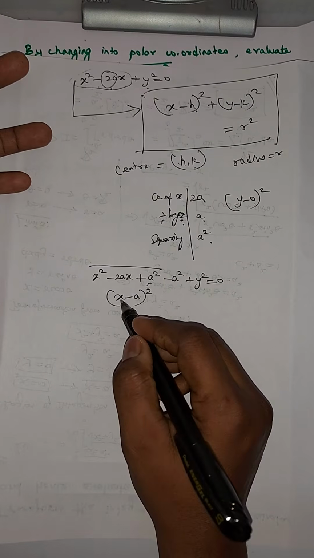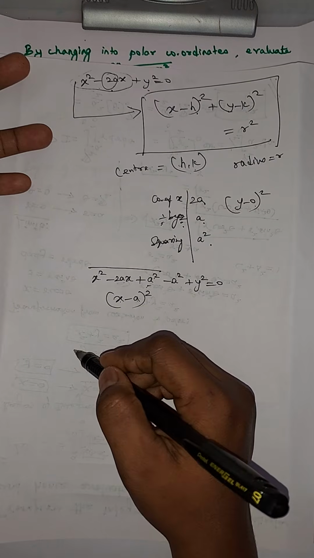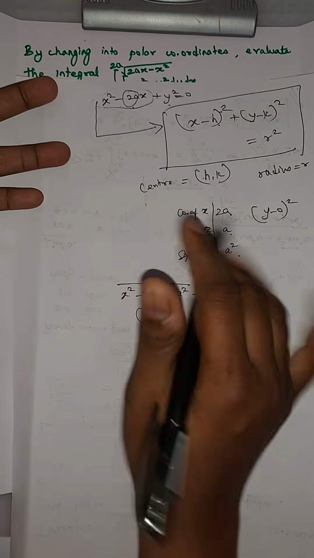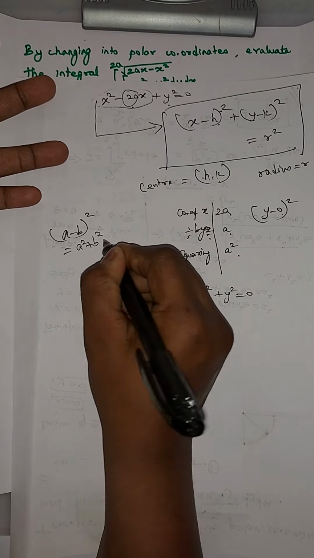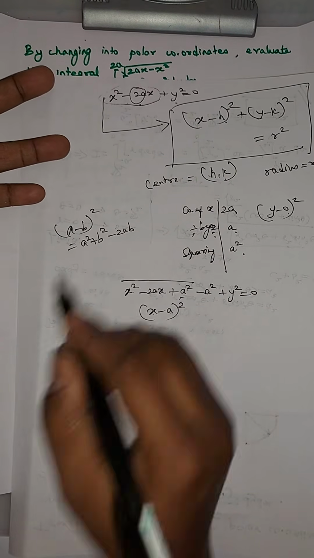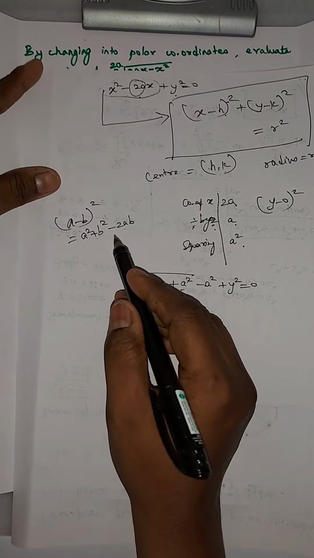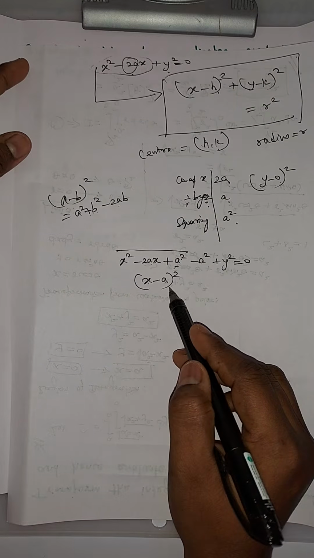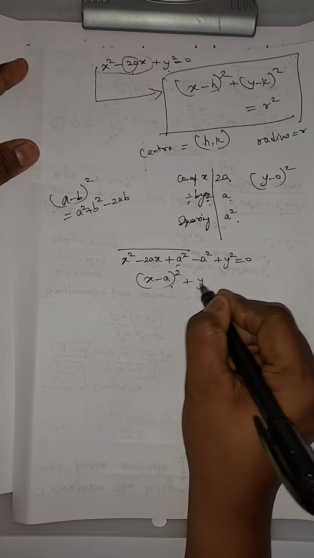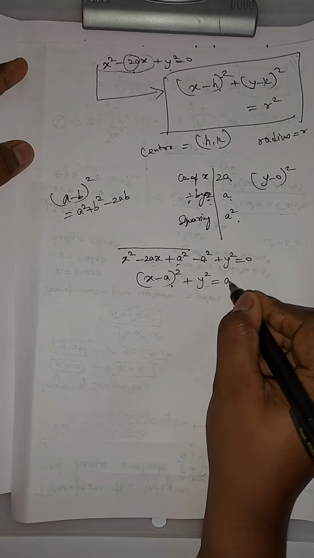So when we expand it, x square plus a square minus 2ax. Using the formula, we know that a minus b the whole square is a square plus b square minus 2ab. So similarly, this is reduced to x minus a the whole square. And this y square comes as it is, plus y square, and this minus a square is taken to the RHS, which is equal to a square.